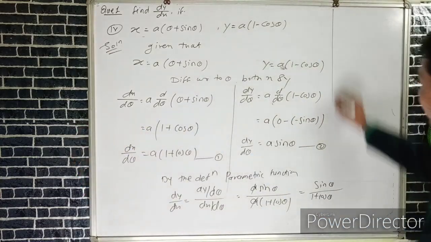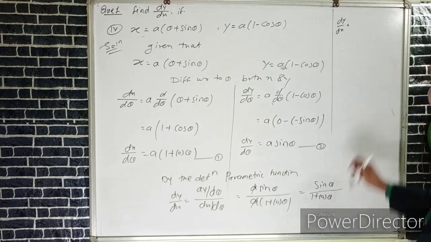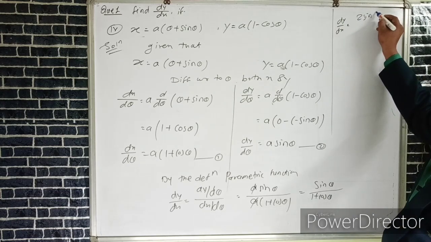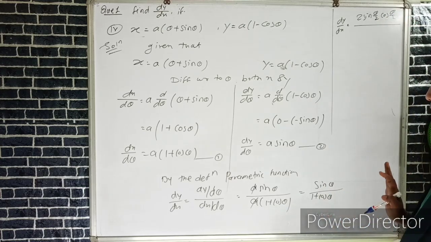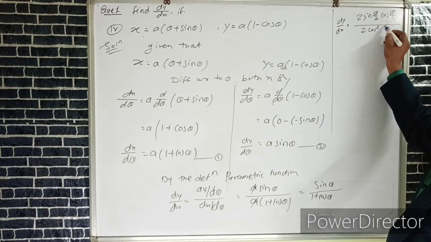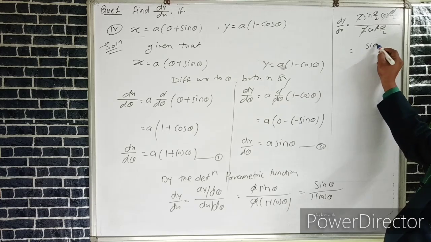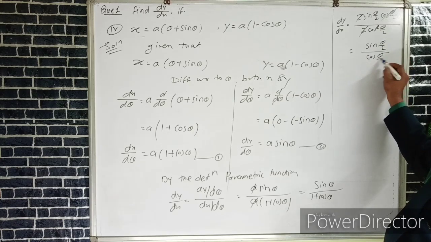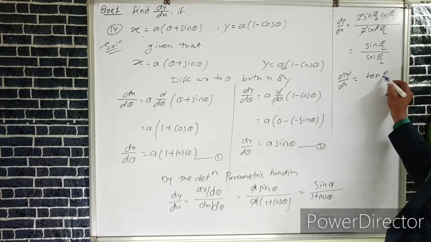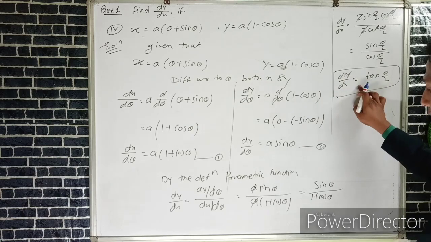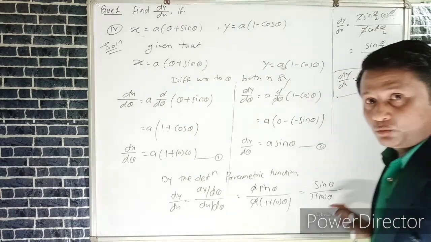If we have to solve this again, we can write dy upon dx is equals to sin theta, which means 2 sin of theta by 2 into cos of theta by 2, upon 1 plus cos theta, which is 2 cos square theta by 2. The 2 cancels, and one cos theta by 2 cancels. Here we can write sin of theta by 2 upon cos of theta by 2, which is the value of dy by dx is equals to tan of theta by 2, which is the required derivative dy upon dx. Or you can write the final answer as sin theta upon 1 plus cos theta.